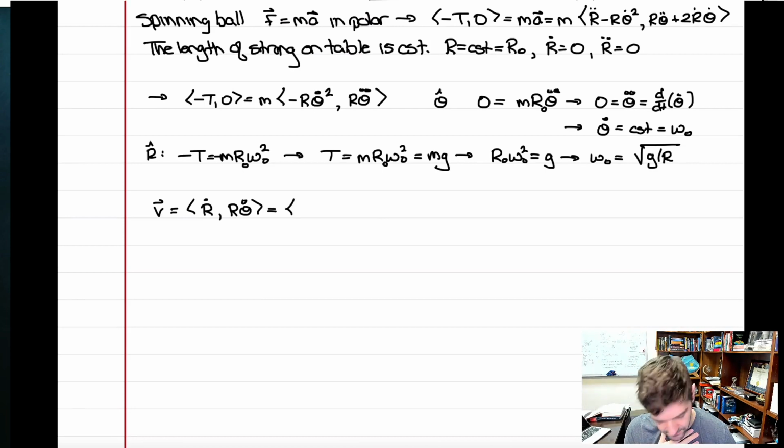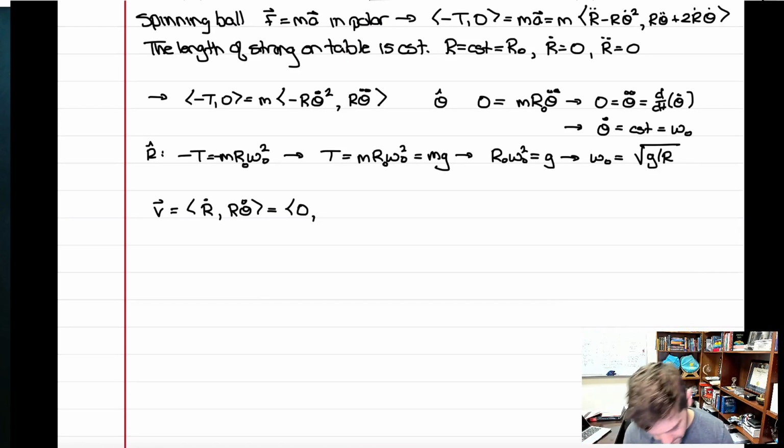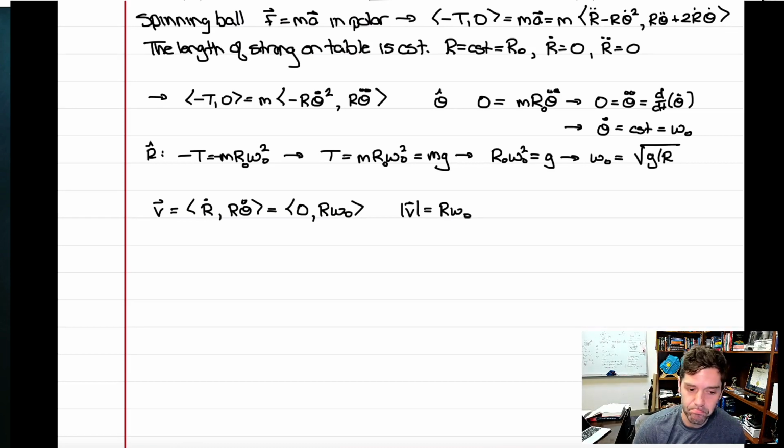We said r dot was 0, which makes sense. There's no velocity in the radial direction because it's not getting closer to the origin or farther away from the origin, but it is moving tangent to that circle at a rate of r times omega naught. So the velocity in this case is purely tangential and is equal to r omega naught. Again, that might seem familiar. The radius times the angular velocity is the linear velocity.